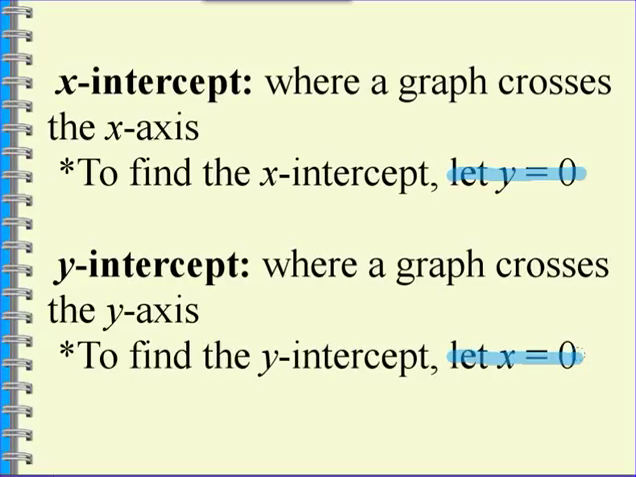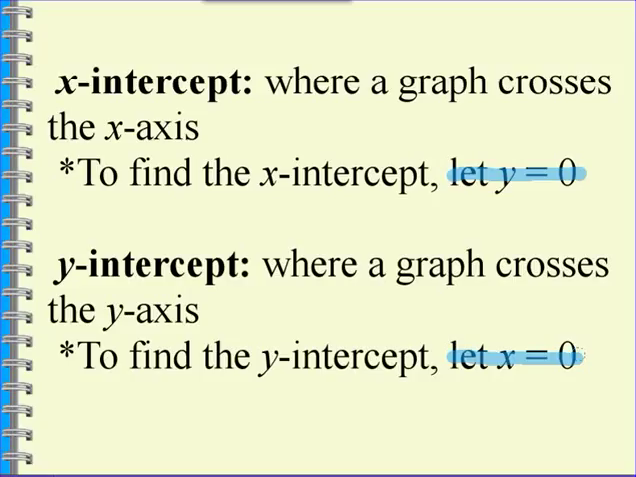So today, this is what we're going to do. We're going to find x-intercepts and y-intercepts. So an x-intercept is where the graph crosses the x-axis, and we're going to let y equal 0 to find that. The y-intercept is where a graph crosses the y-axis, and to find the y-intercept, we're going to let x equal 0.